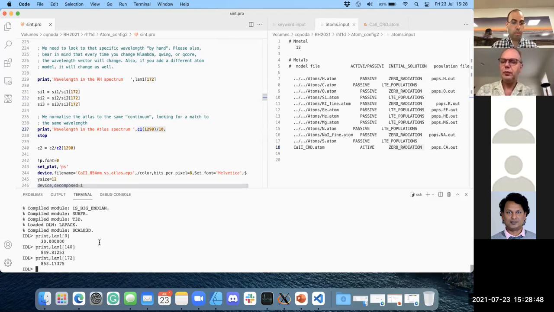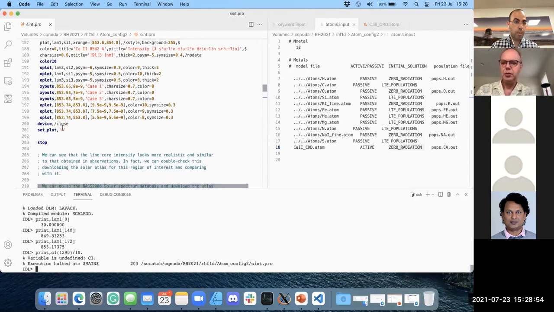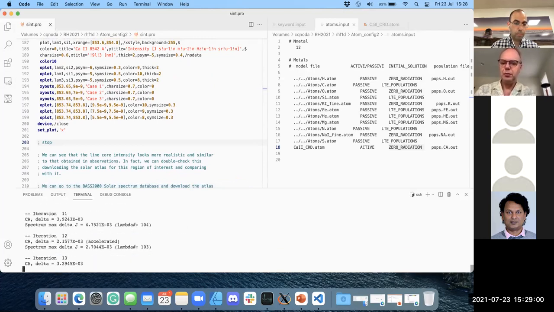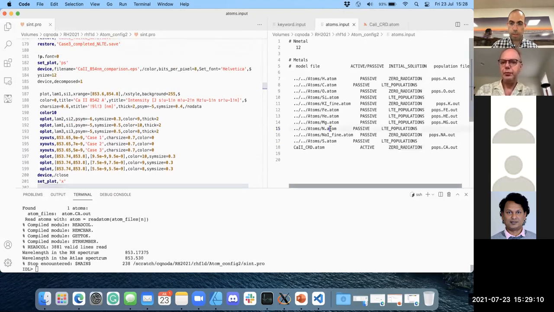So just let me print this one. Okay, just let me compile everything. Let me remove this stop. Okay, so then you can see that they are relatively close. So this is enough. I think it was closer, so I'm not sure if I have changed something, but let's chat.